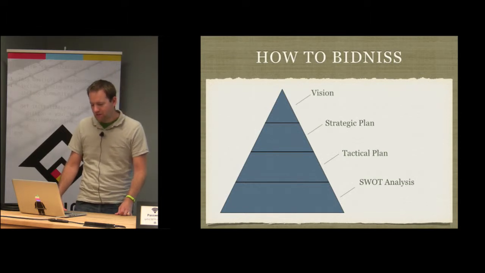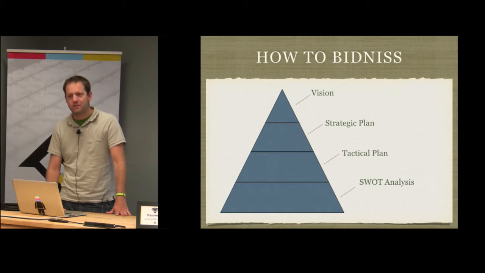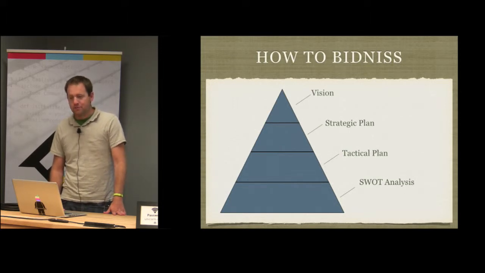Along the way, you're looking at things and seeing where you are and what's happening around you. That's an analysis. A SWOT analysis is one analysis. There's quite a few different types. The big thing to take away is that these are components that support each other.